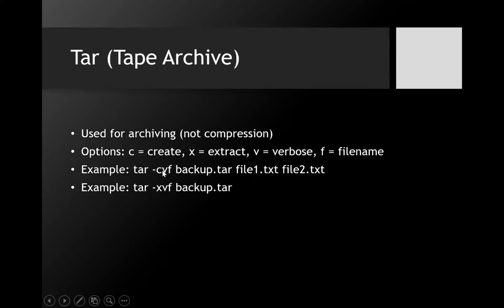Verbose is optional here. Verbose means it shows progress, what is happening in the background. Okay, this command creates an archive file. If we want to extract the archive file, we use tar -xvf archive file name. x means extract an archive.